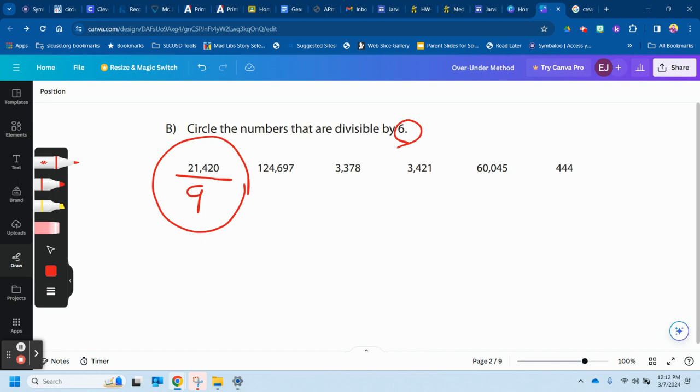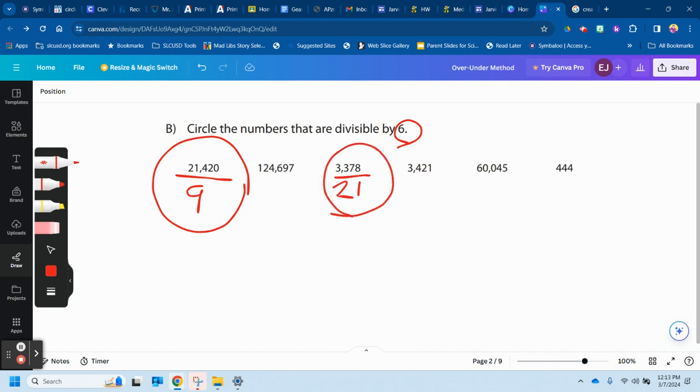Let's take a look at one more here. So 3 plus 7 plus 8 is 21. Is 21 divisible by 3? 7 times 3 is 21. Is this number even? Yes, then it's divisible by 6.